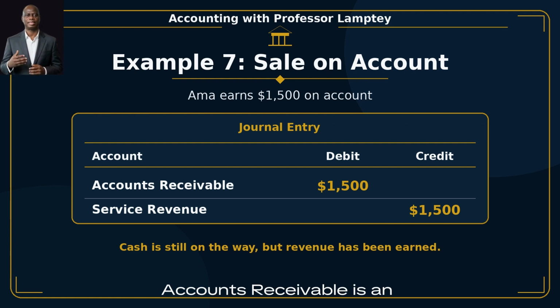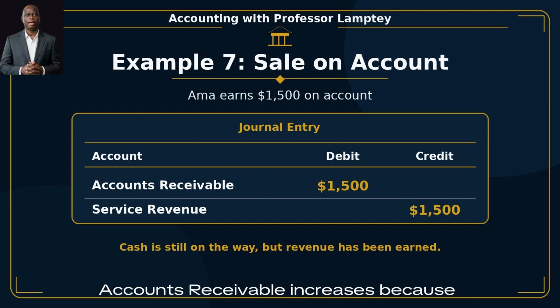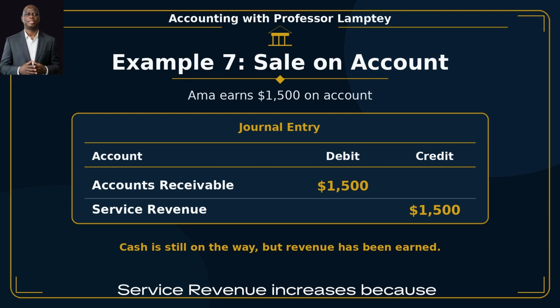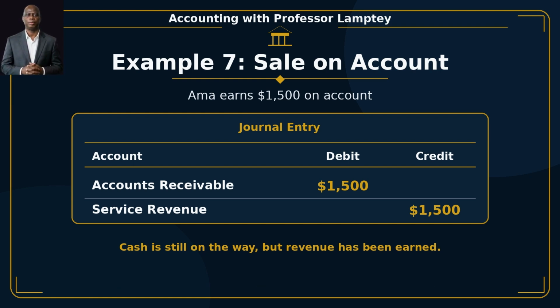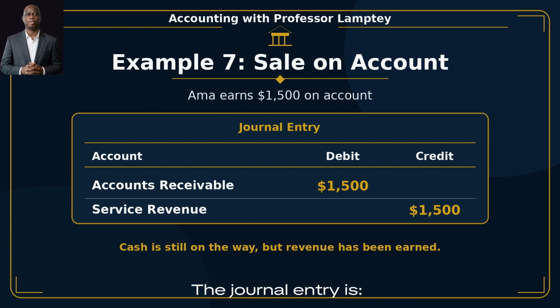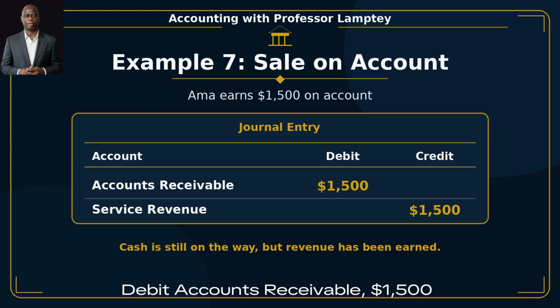Accounts receivable is an asset. Service revenue is a revenue account. Accounts receivable increases because the customer now owes the business. Service revenue increases because the business earned revenue. Assets increase with debits, so we debit accounts receivable. Revenue increases with credits, so we credit service revenue. The journal entry is debit accounts receivable, $1,500.